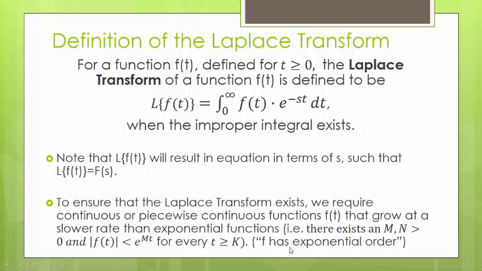So if you see this term in the book, f has exponential order, it's saying that that product, this f of t, will not be growing faster than exponential, so that these cancel out, so that this decay factor does not help the integral converge. So don't get too worried about this. I think you'll see what we mean by this when we look at some examples.